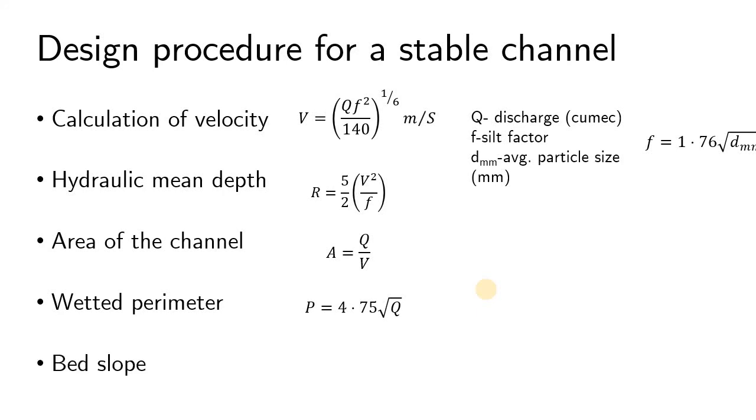Now, by knowing these values, the channel section is known, and finally the bed slope S is determined by the equation S equals F to the power 5 by 3 divided by 3340 into Q to the power 1 by 6, where F is the silt factor and Q is the discharge in cubic meters per second. Hope you have understood the procedure for designing a stable channel from Lacey's theory.